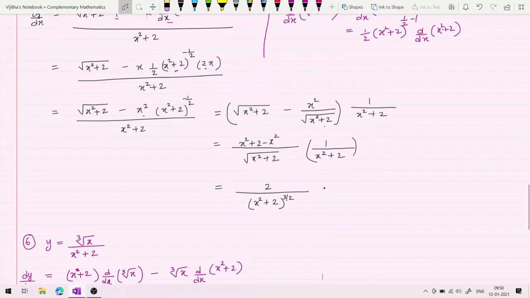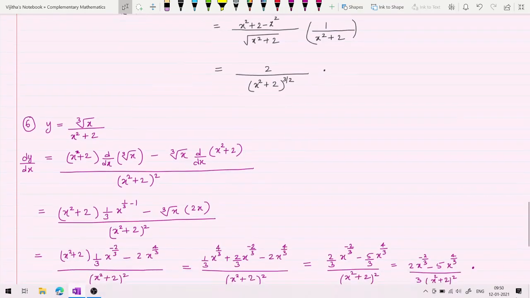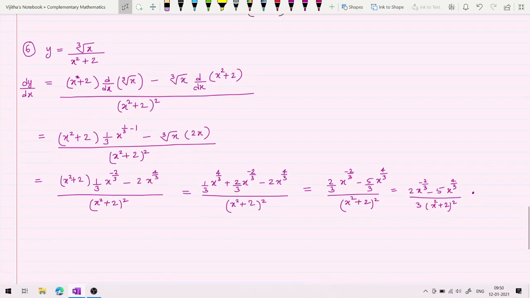So in this way we can find the derivative of functions. One more problem is solved for you. Suppose y is equal to cube root of x by (x^2 + 2). Again you can use the quotient rule. So it becomes (x^2 + 2) into the derivative of cube root of x, minus cube root of x into the derivative of x^2 + 2, whole divided by (x^2 + 2) whole squared. So this becomes (x^2 + 2) into 1/3 x^(1/3 - 1) minus cube root of x into 2x, the derivative of x^2 + 2, divided by (x^2 + 2) whole squared.